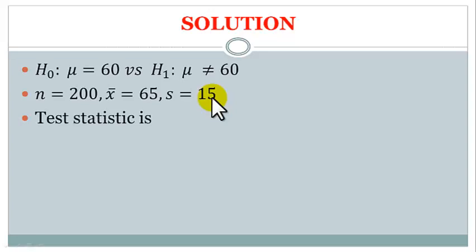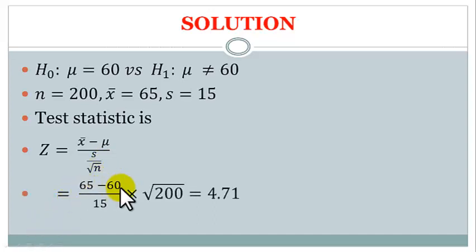The test statistic for this hypothesis is z equal to x bar minus mu divided by s divided by square root of n, which is equal to 65 minus 60 all over 15 divided by square root of 200, and that will give us 4.71.